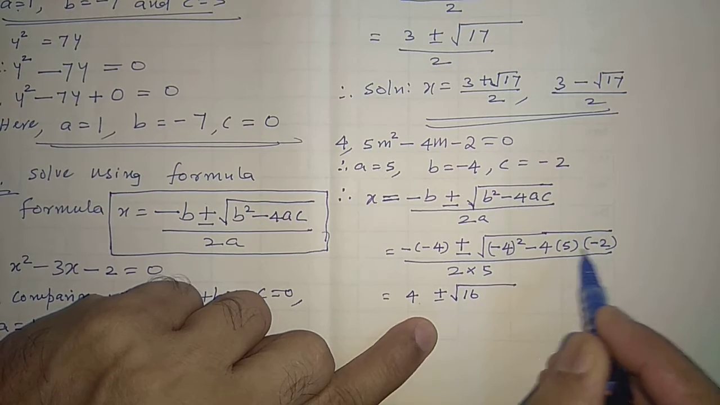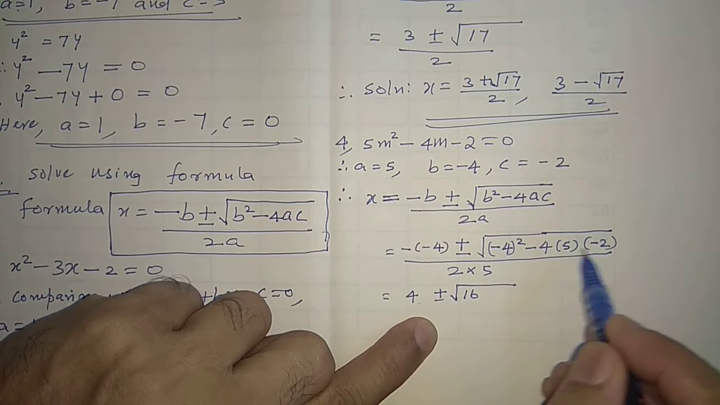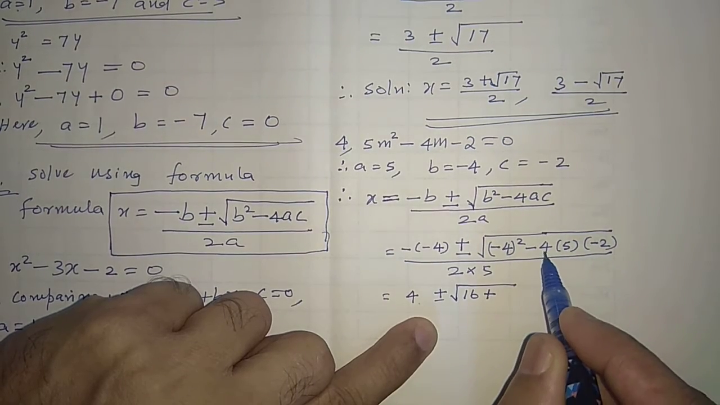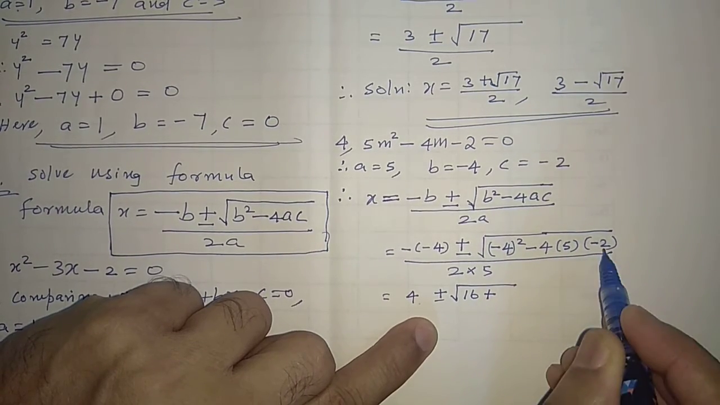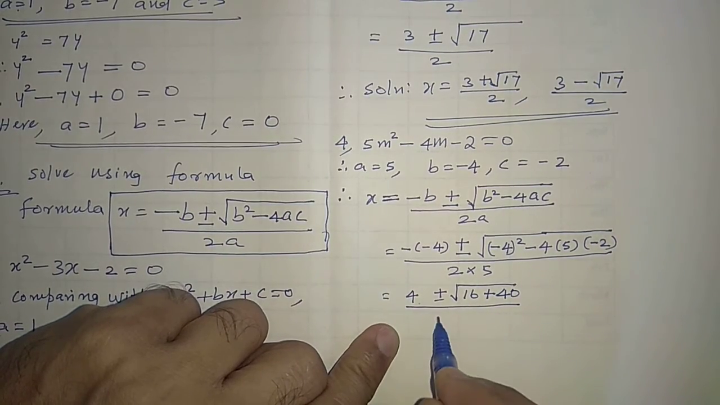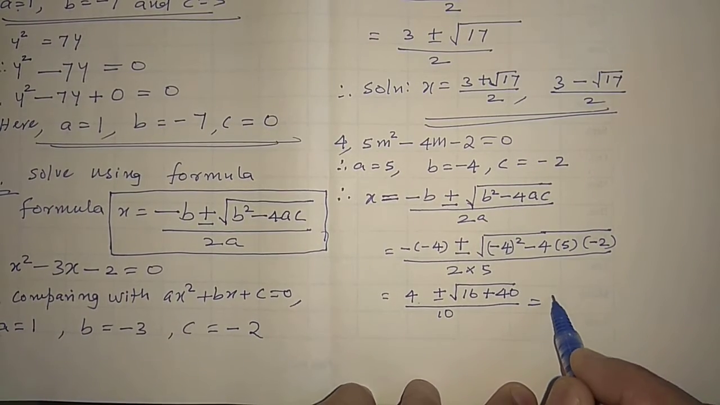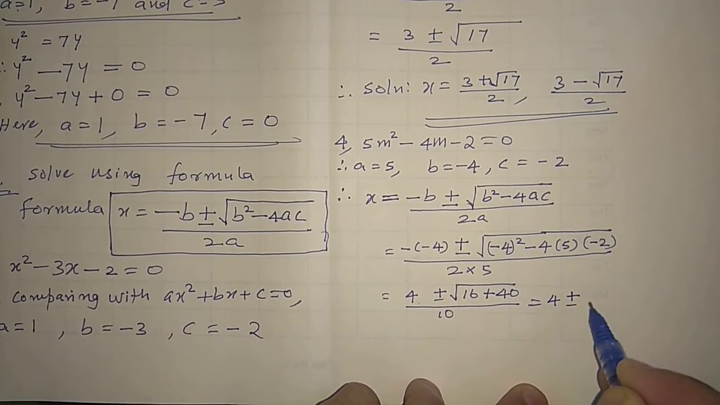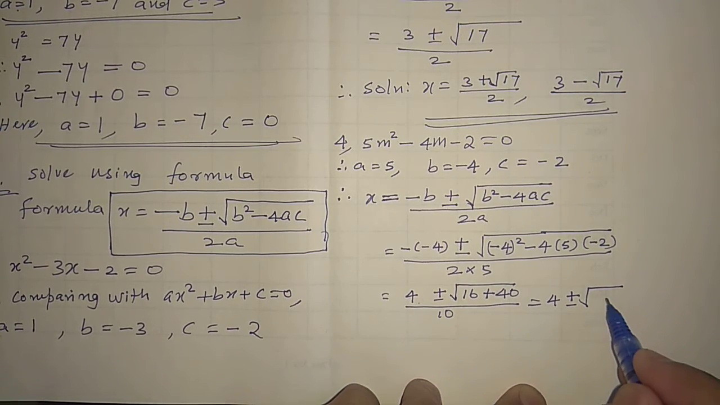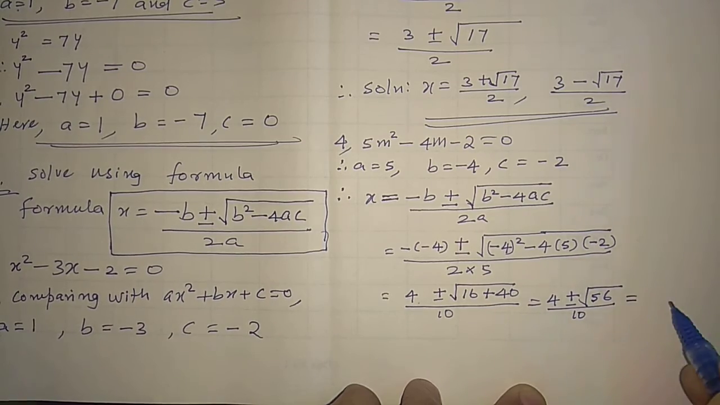See here, 5 2s are 10, 4s are 40. Minus into minus is plus, 4 5s are 20, 20 2s are 40. Upon 10. This we do here in some steps. This is 4 plus or minus root of 40 plus 16, which is 56, upon 10. That is one more step we write.